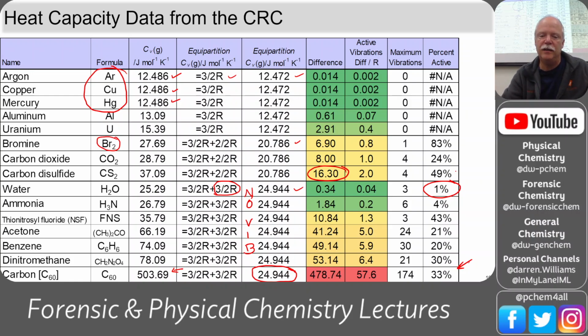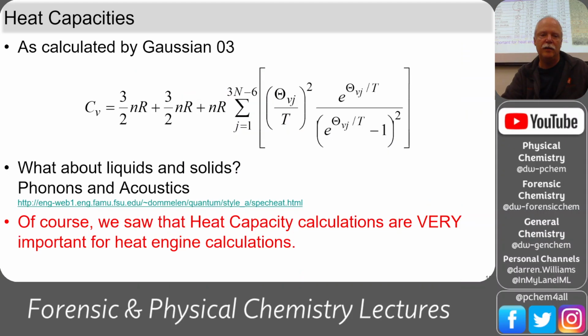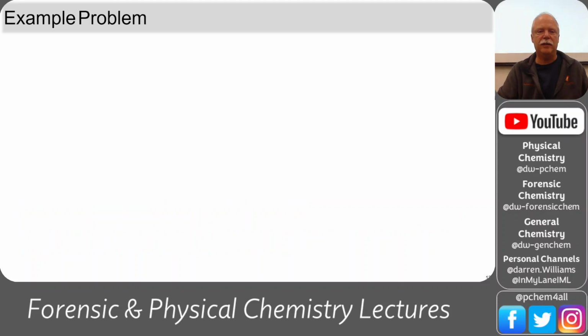And we can see that vibrations are the real wild card. In the case of water, you totally ignore them. In the case of C60, no way, you can't ignore them. They're the majority of the heat capacity for a molecule that big. And so we'll get into using some of these numbers more in the next few lectures.